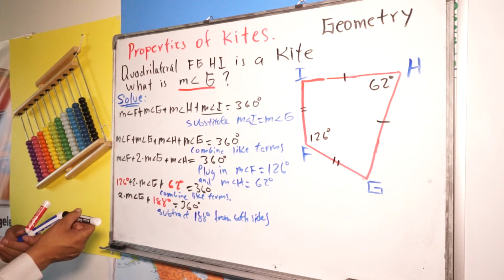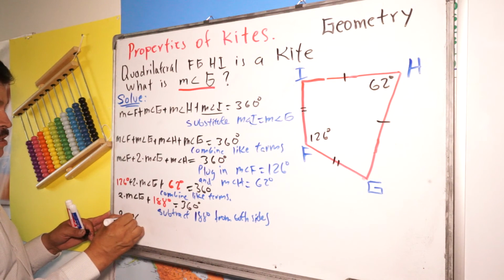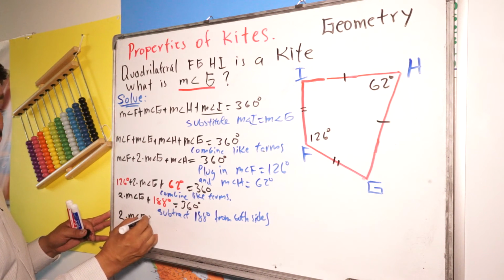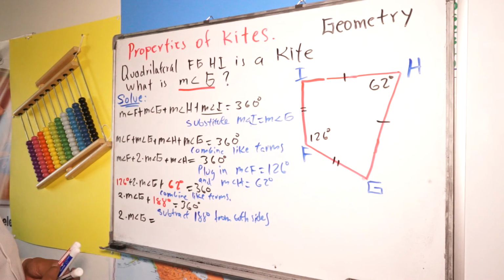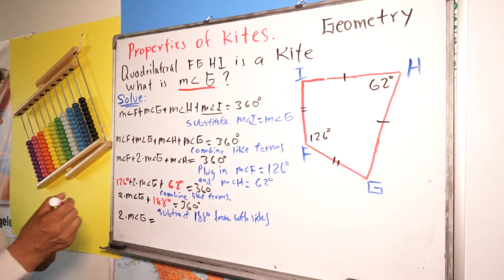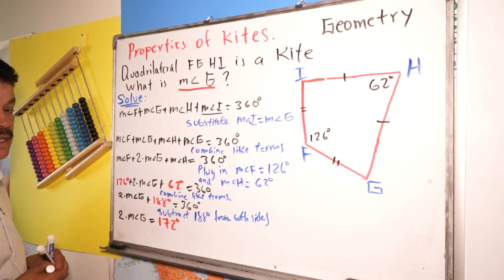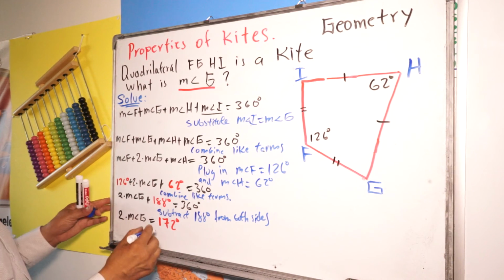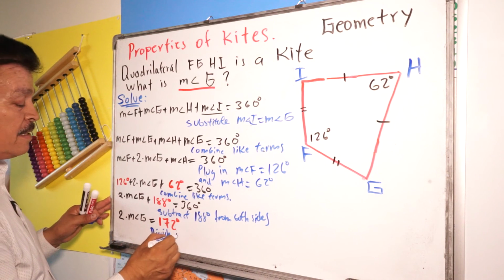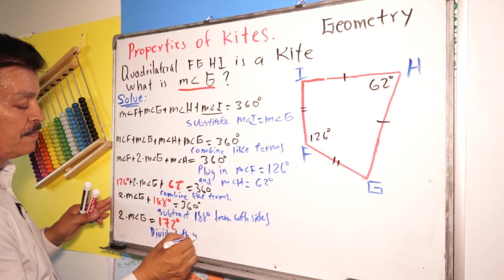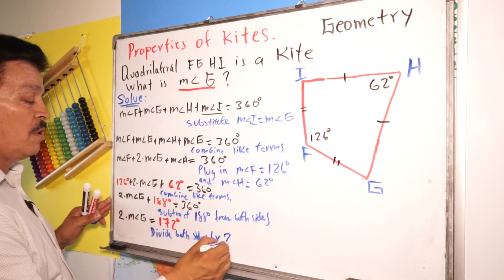Then next step, 2 times the measure of angle G equals 360 degrees minus 188, which is 172. Now next step, divide both sides by 2.